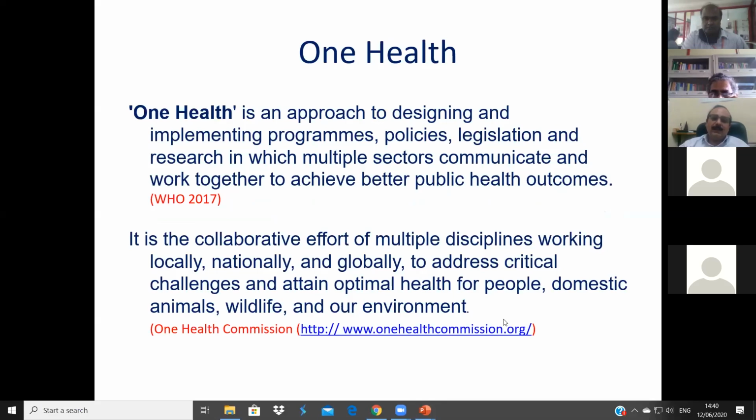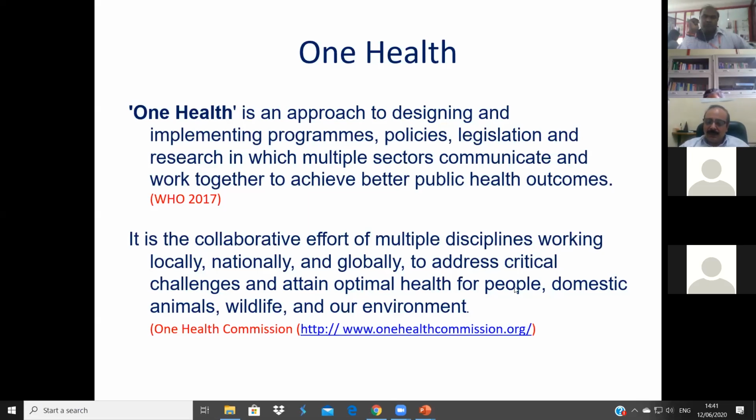And One Health is nothing but an approach. It's an approach to designing and implementing programs, policies, legislation, and research in which multiple sectors communicate and work together to achieve better public health outcomes. Again, defined by WHO in 2017. And the One Health Commission has defined it as a collaborative effort of multiple disciplines working locally, nationally, and globally to address critical challenges and attain optimal health for people, domestic animals, wildlife, and our environment.